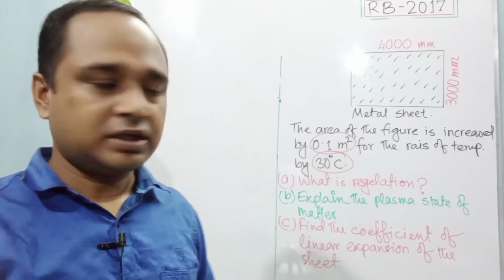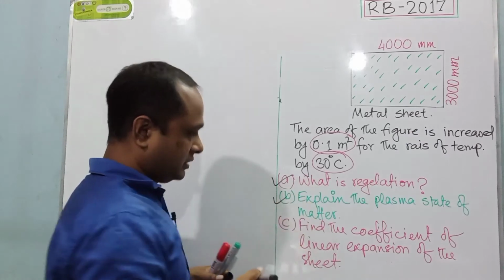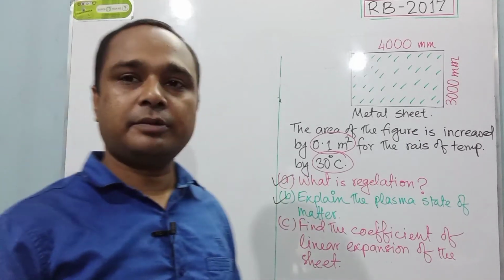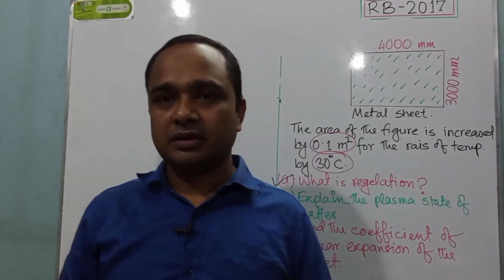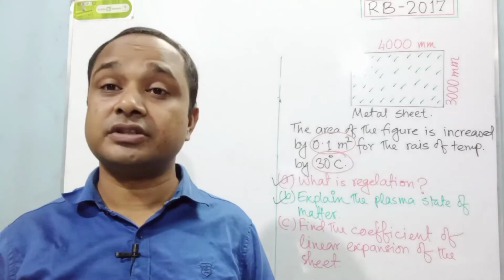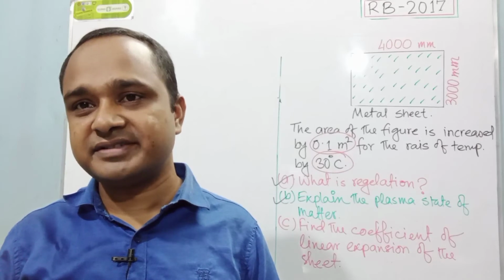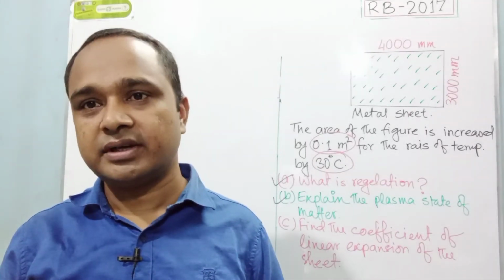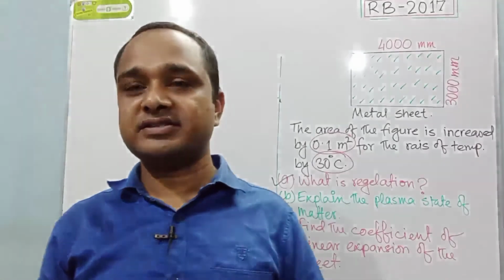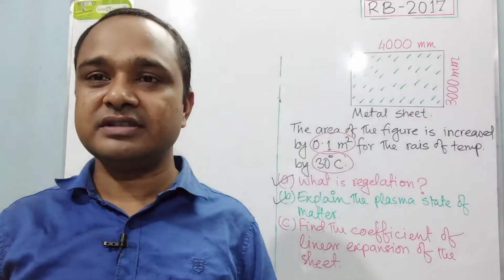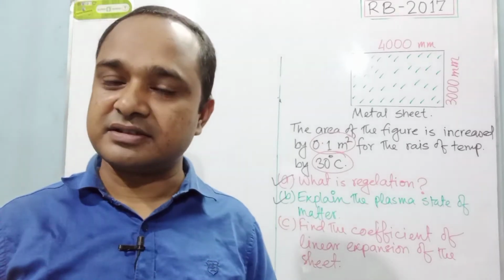Okay, now we are going to solve our next question. Explain plasma state of matter. Dear students, from our general concept we know there are three states of matter, and the states are solid, liquid and gas. But there is also another state of matter which is known as the fourth state of matter. This fourth state of matter is known as plasma state.